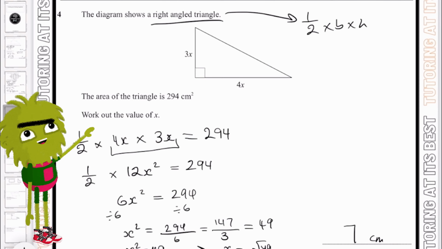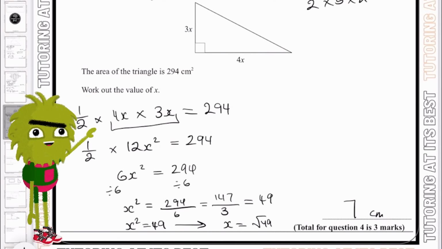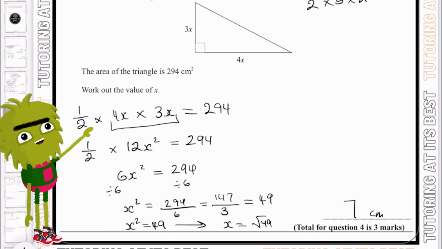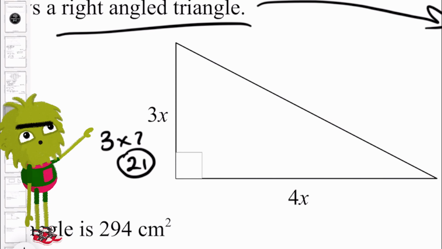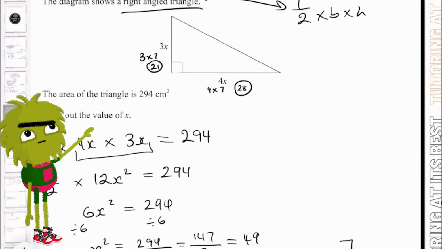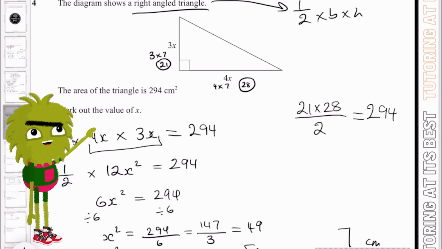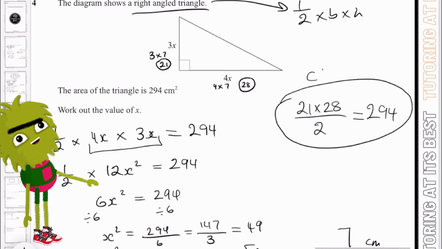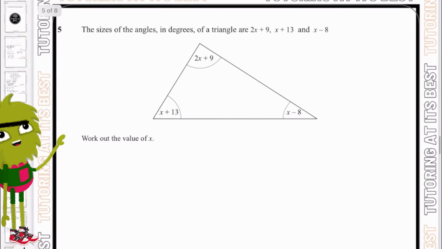Again, this will give you the full 3 marks, but I'm going to take this one step further and substitute 7 into the triangle to see if we really do get 294 centimeters squared. So let's now have 3 times 7, which is 21, and 4 times 7, which is 28. Now we can simply write down 21 times 28 divided by 2, and that does indeed give me 294. And that's how we've gone ahead and checked. Let's now move over to question number 5.